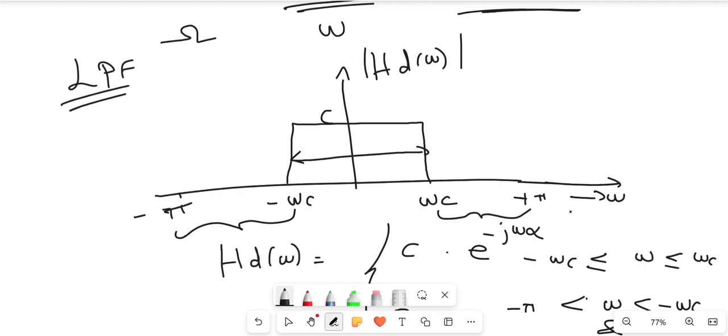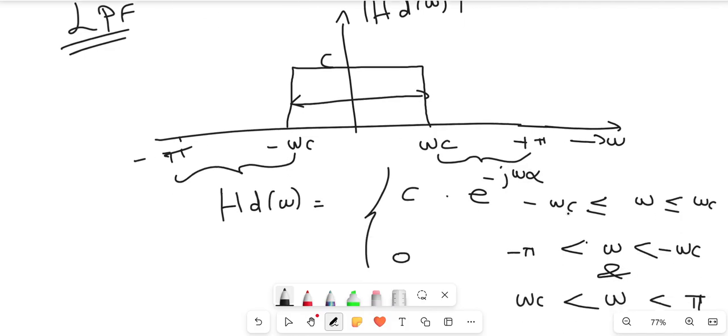Similarly, you are supposed to write the desired frequency response for the high pass filter, low pass filter, band pass filter and band stop filter. When you design an FIR filter, you should know the band limited signal for each filter. Next we will see the desired frequency response of the high pass filter.